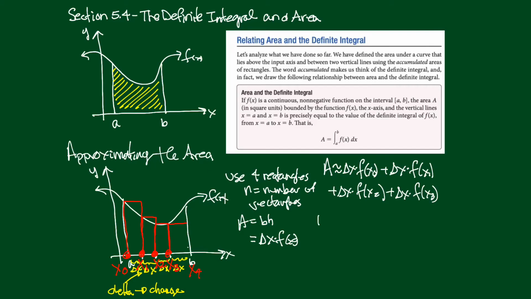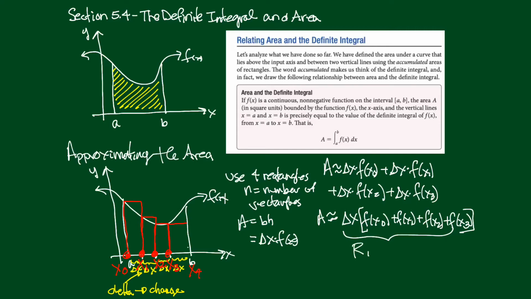But what I'm going to do here is this. The area is going to be approximately, I'm going to factor out that delta x. And if I factor out that delta x, I'm left with f of x sub 0 plus f of x sub 1 plus f of x sub 2 plus f of x sub 3. We have a name for this sum right here. This is called a Riemann sum, after Bernhard Riemann, who developed it.